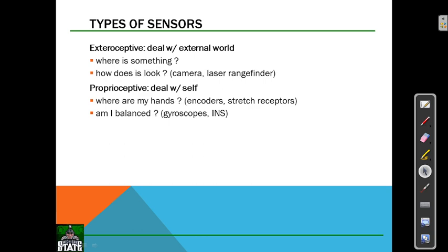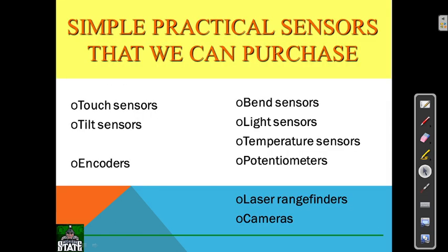Exteroceptive sensors deal with the external world, such as a camera, laser, or rangefinder. These are all sensors. Proprioceptive sensors deal with the self. This is for the world, and this is for the self: where are my hands? For example, encoders and stress receptors. Am I balanced? For example, gyros. These are all called sensors.